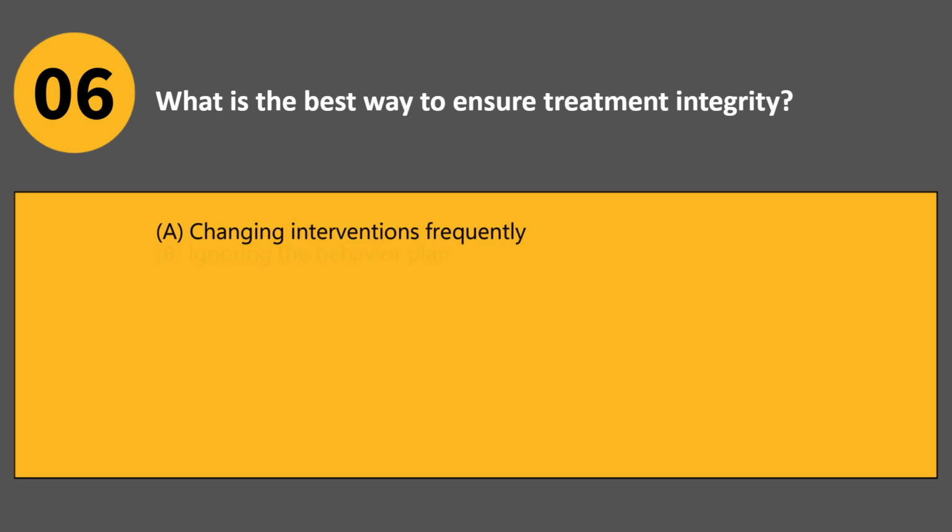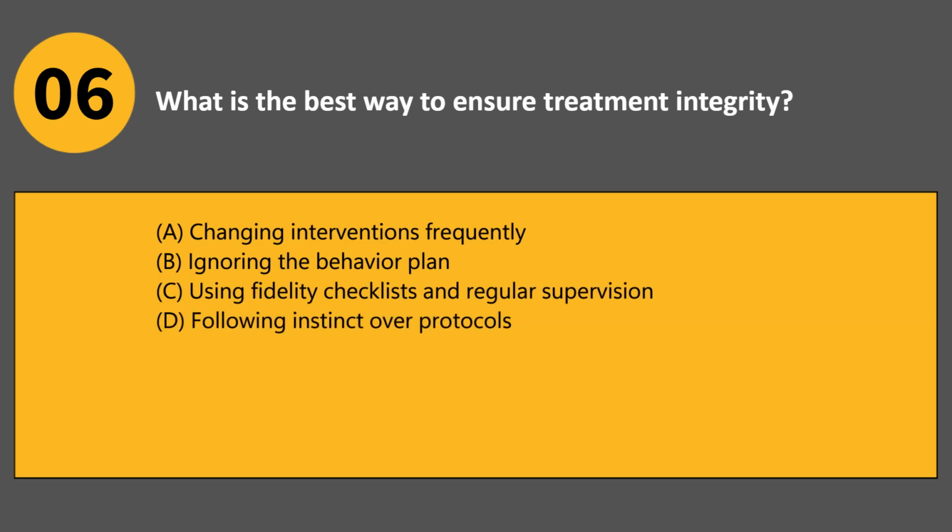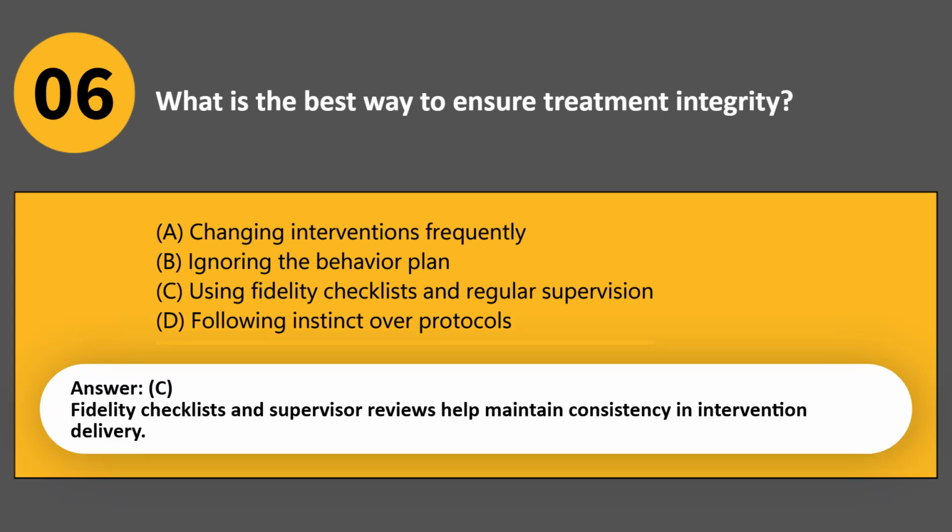What is the best way to ensure treatment integrity? A. Changing interventions frequently. B. Ignoring the behavior plan. C. Using fidelity checklists and regular supervision. D. Following instinct over protocols. Answer: C. Fidelity checklists and supervisor reviews help maintain consistency in intervention delivery.